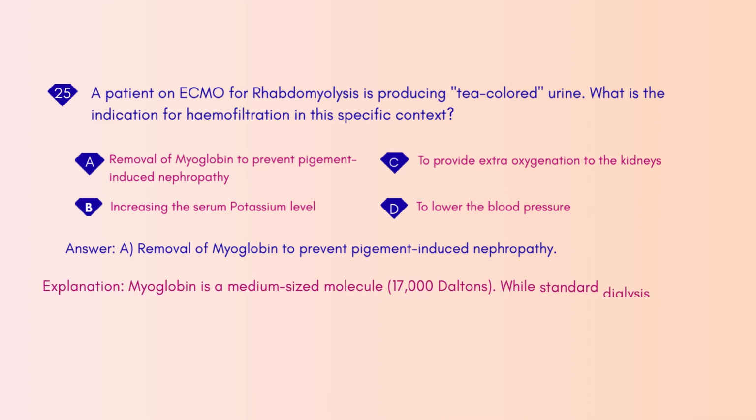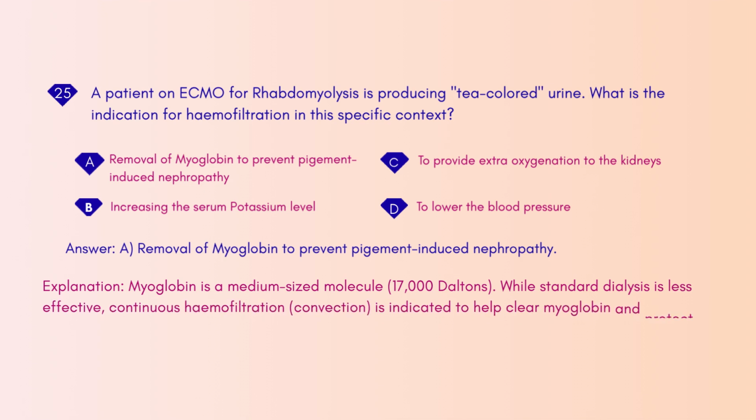Explanation: Myoglobin is a medium-sized molecule, 17,000 Daltons. While standard dialysis is less effective, continuous hemofiltration, convection, is indicated to help clear myoglobin and protect the remaining renal function.